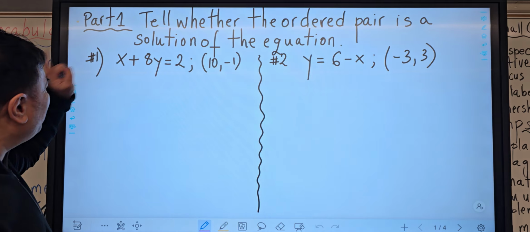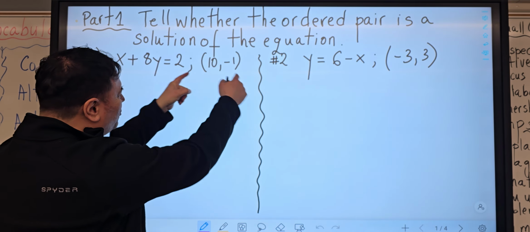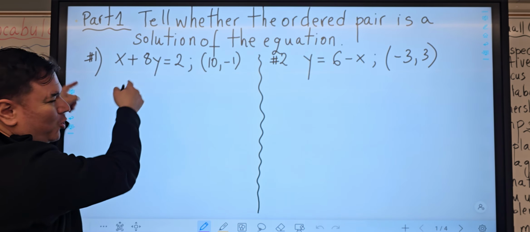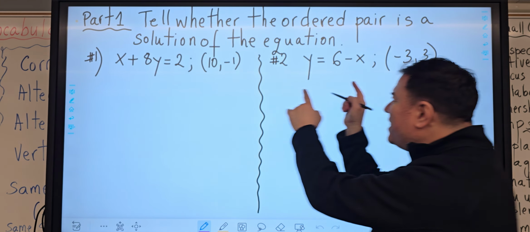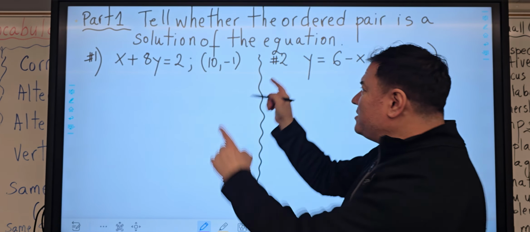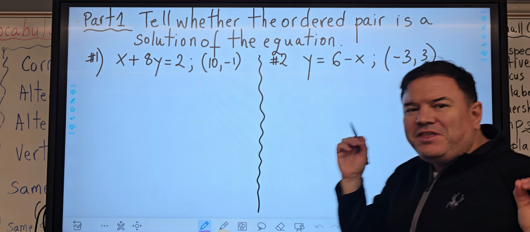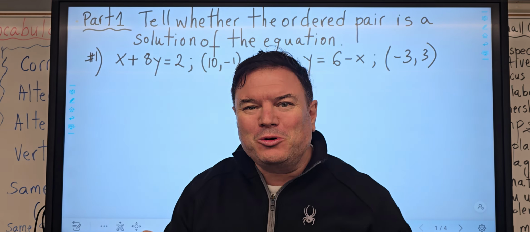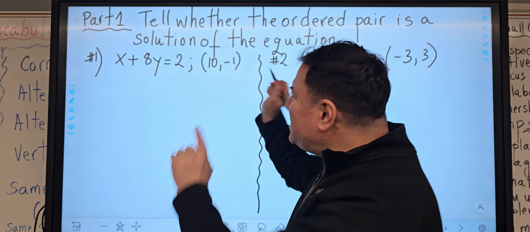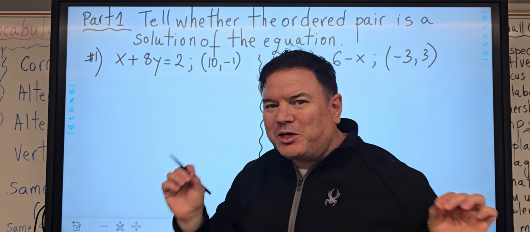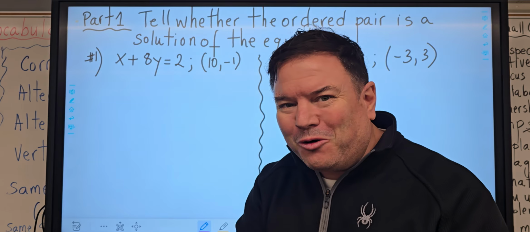Our lesson will focus on telling whether this ordered pair is a solution to this equation. So number one and number two, we are going to look at these ordered pairs, (10, -1) and (-3, 3), and see if they are solutions of these equations. You may encounter these types of problems on a test, especially at the end of the year, and now you'll know how to solve them.